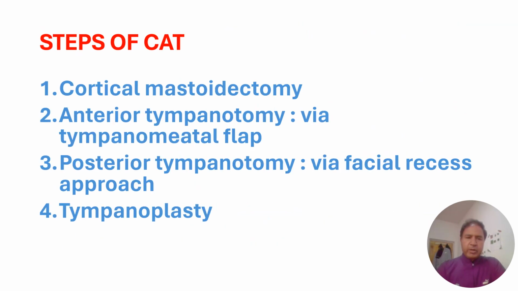Steps of cortical mastoidectomy. Cortical mastoidectomy is the first step of CAT. Anterior tympanotomy and tympanomeatal flap. Posterior tympanotomy via fascial recess approach. Tympanoplasty. We will show these both via fascial recess.